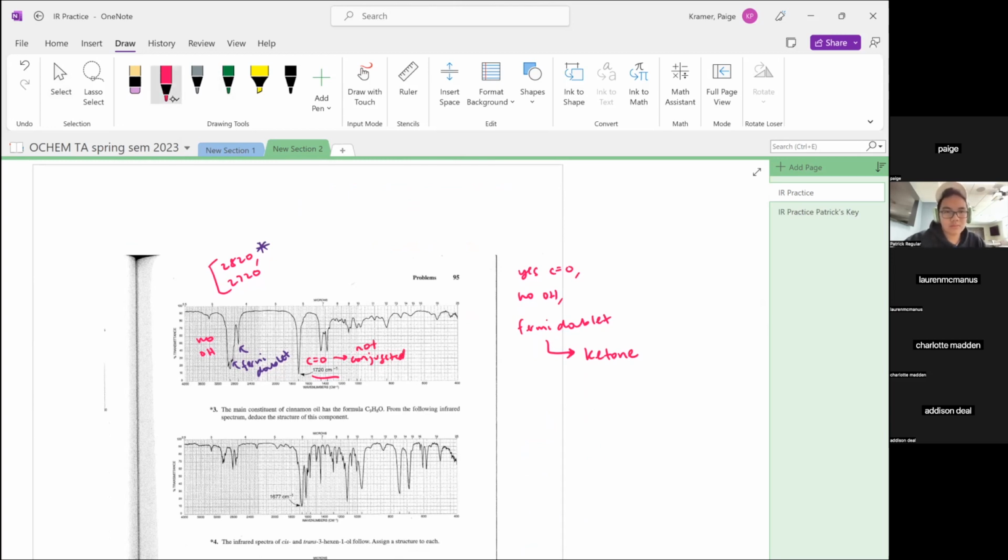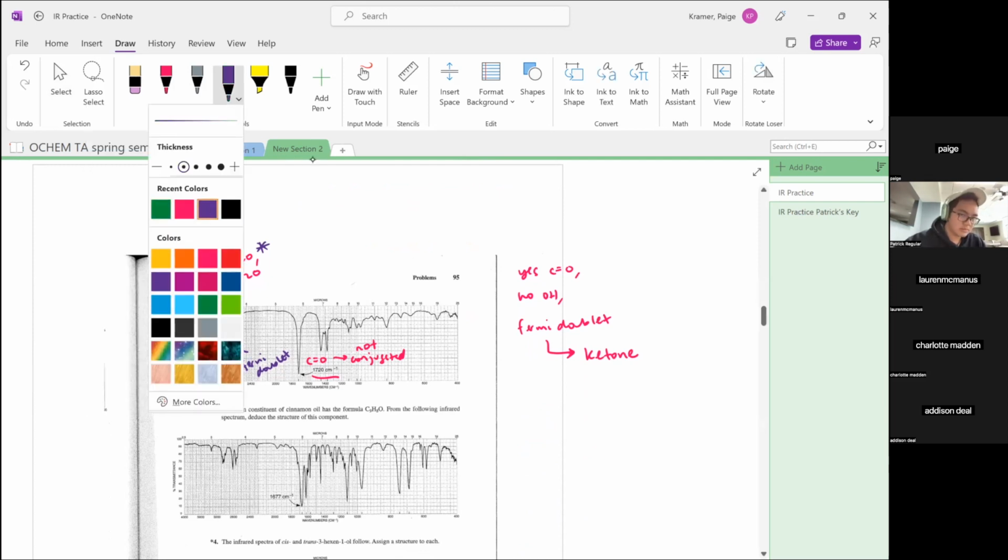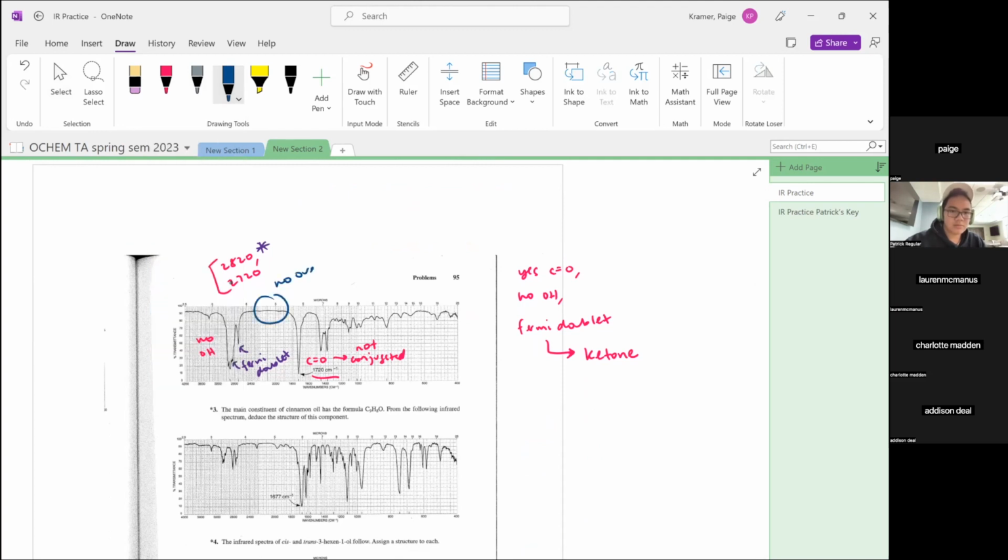And then the last thing that we're going to check, again, is aromatic. We don't have overtones. We don't have OOP. We don't have peaks around 1600 and 1475. So this is not aromatic.